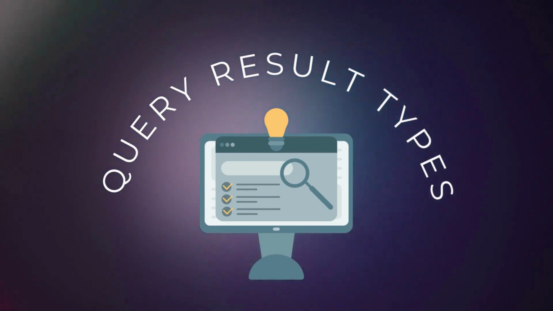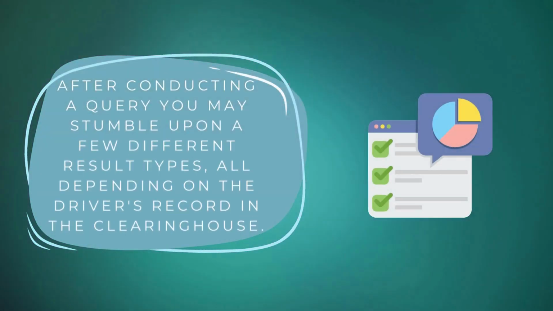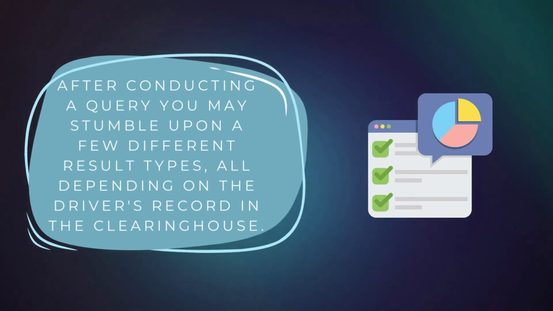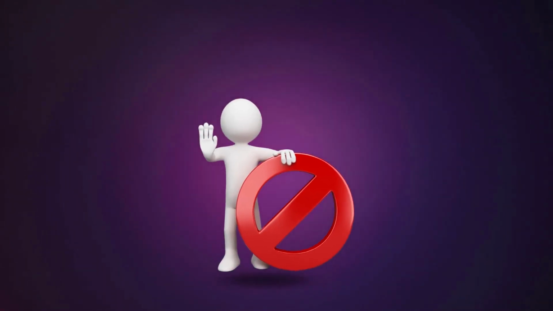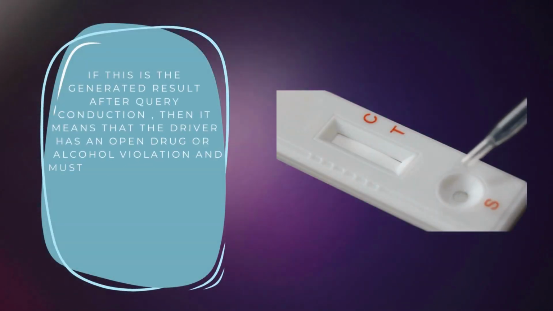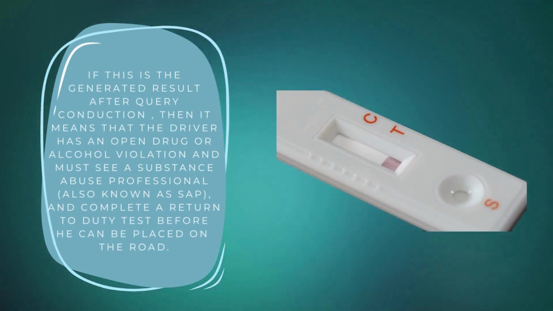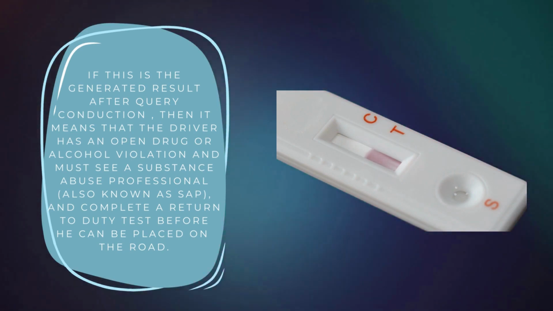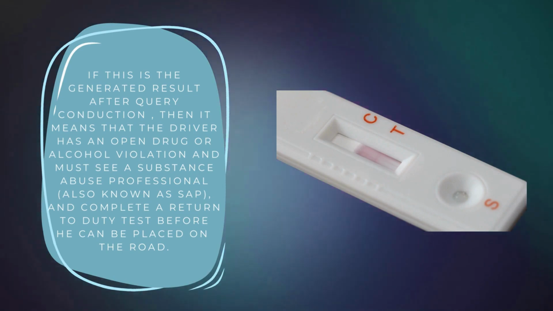Query result types. After conducting a query, you may stumble upon a few different result types, all depending on the driver's record in the clearinghouse. Driver prohibited. If this is the generated result after query conduction, then it means that the driver has an open drug or alcohol violation and must see a substance abuse professional, also known as SAP, and complete a return to duty test before he can be placed on the road.